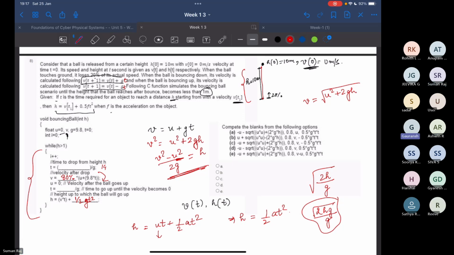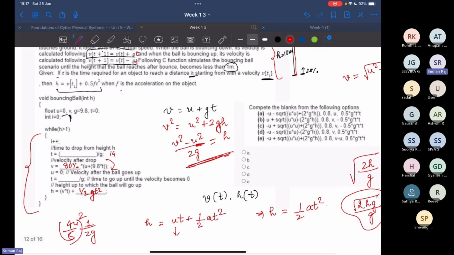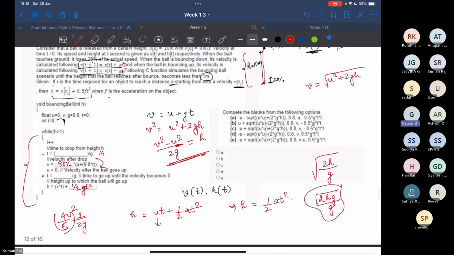So we can calculate the height h is equal to u square by 2g. 4 by 5 u whole square by 2g. So this will be the variable height. We have an equation for height now. We can fill this in that equation of time. Height is fine. They are asking for the time. So we can fill this height in that equation of time that we have found.